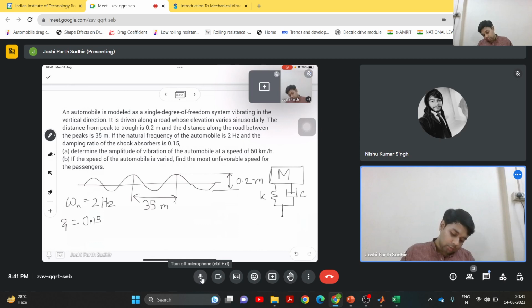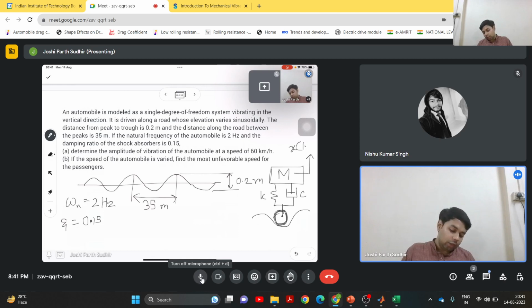and this is connected to the wheels basically. So we can draw the wheels like this, and so this capital M is the total mass of the car, and the small circle over here, that is basically the wheel. So it is going over this sinusoidal path.